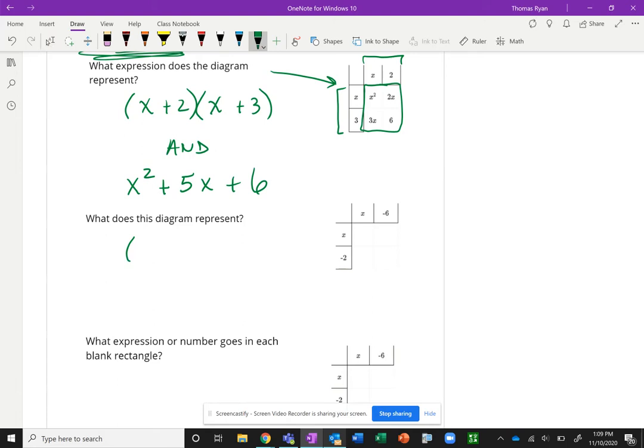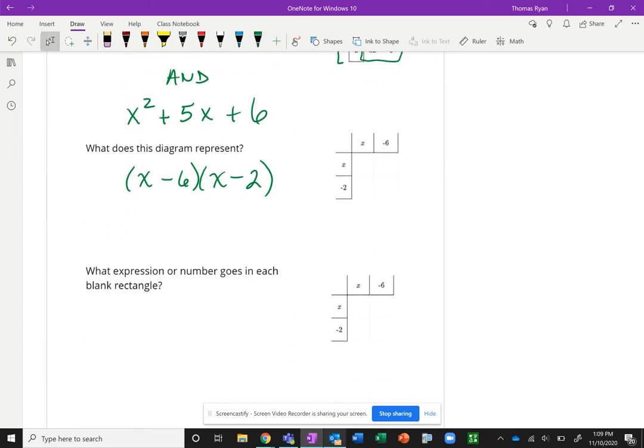So we kind of lose the idea of area in real life, but we can still use negative numbers, right? You can't have negative dimensions, but it's just a diagram. So this represents x and a -6 piece, and this represents x and a -2 piece. And again, we're multiplying those things.